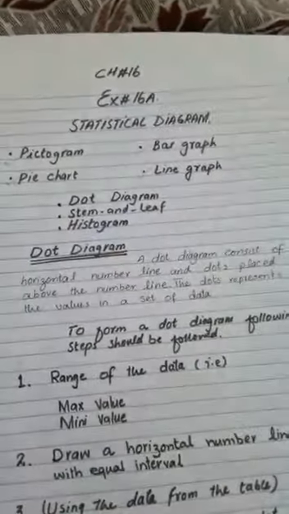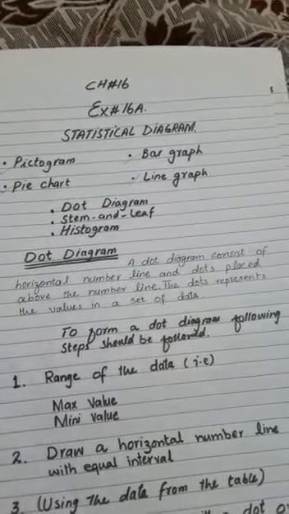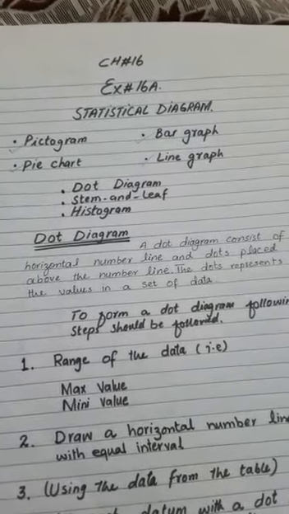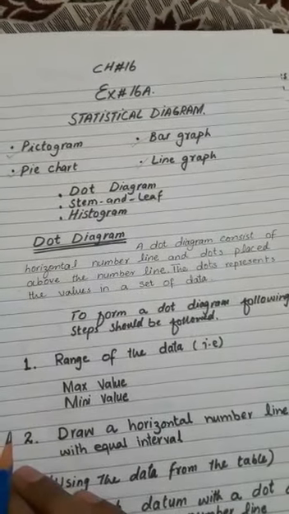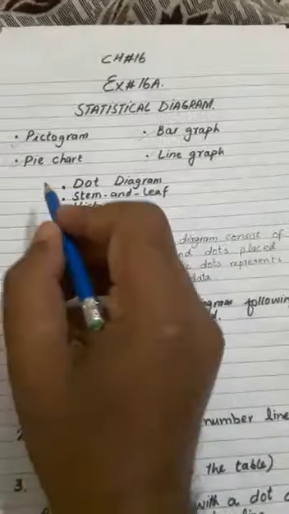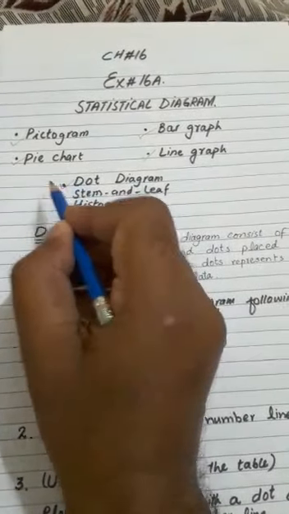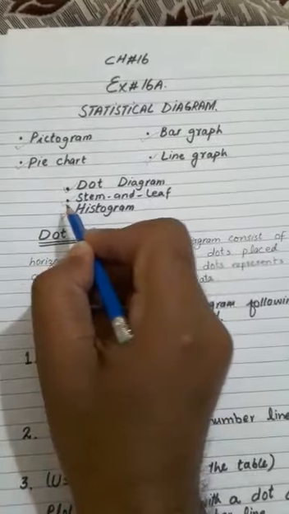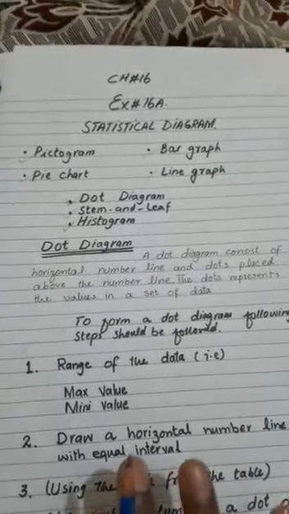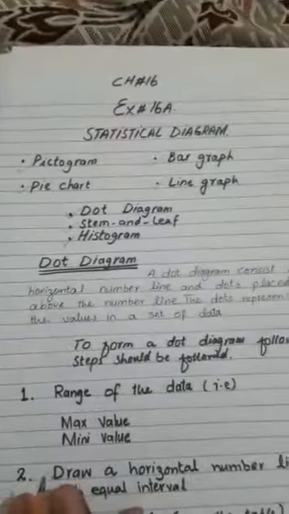And now in this session, we will discuss more about diagrams. In this session, we include three categories of new statistical diagrams. One of them is a dot diagram, then a stem and leaf, and the third one is the histogram. So first we start with the dot diagram.